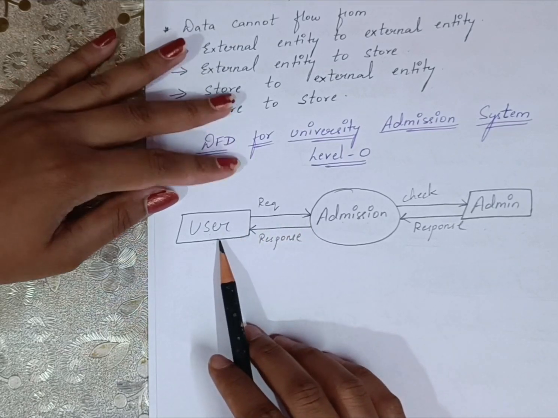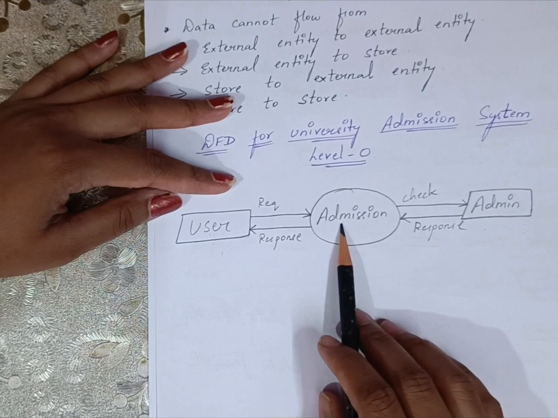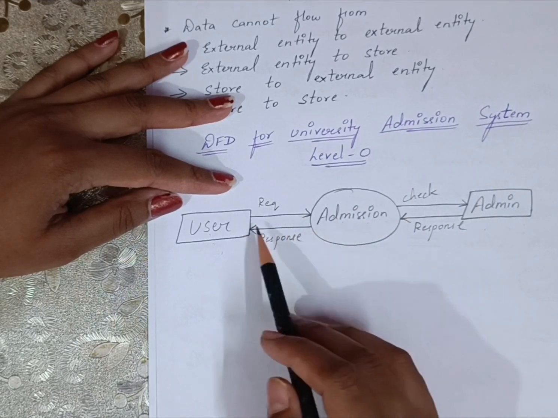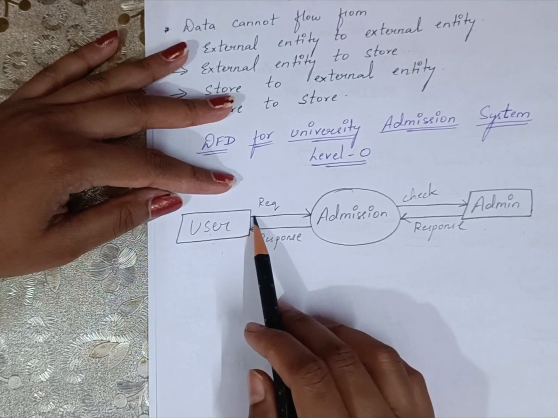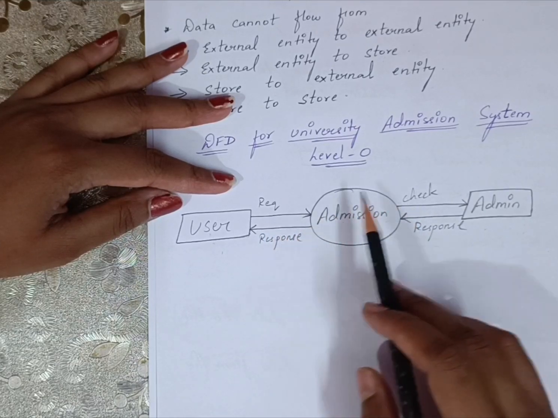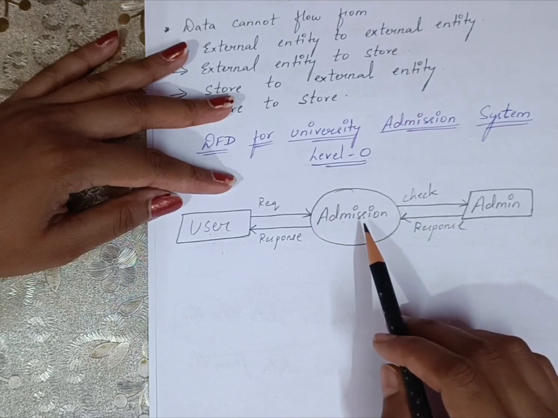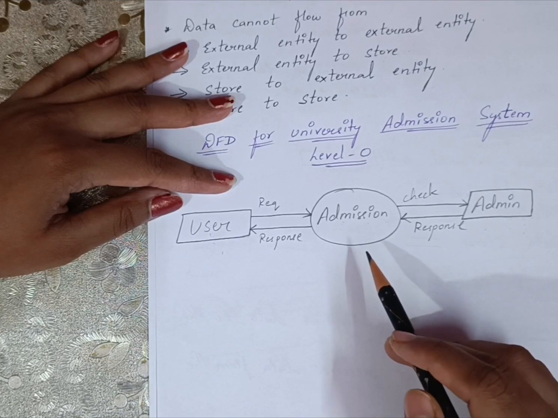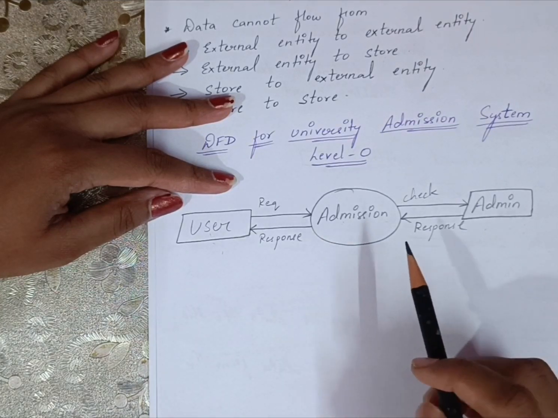So now coming to this, user requests admission from the admin. So this is how the data flows. The user sends a request. This is how the arrow marks should be written here. And then checks. The student will give some previous marks cards, like 10th and 12th marks cards and all those things.